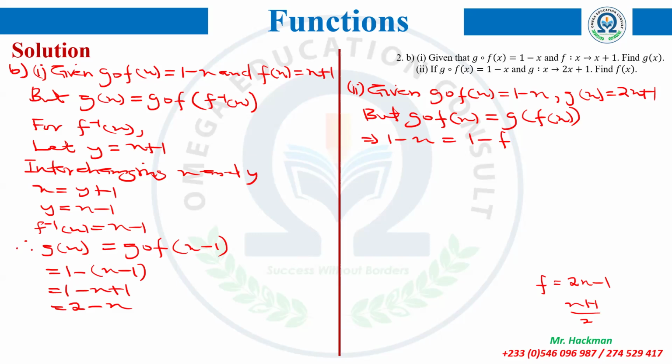Sir, please come again. Okay, so you can see, instead of writing f of x, wherever I see x here, you can see there's g of f of x. So it's g, I feed it with f of x. So that will give me 1 minus f. Am I right?